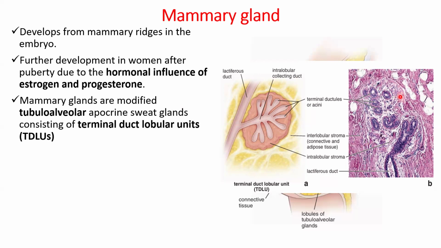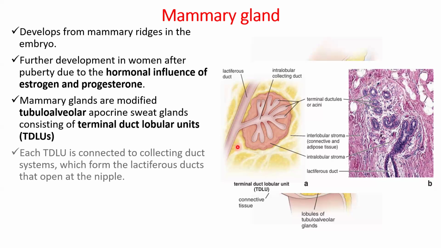Maybe you can appreciate this here. This is a cut cross section. Histologically, what will you be able to see? You'll be able to see the acini, which are lined by simple cuboidal epithelium and surrounded by stromal tissue. And then these ducts open into the lactiferous duct, as you can see here. So that is it regarding the mammary gland in terms of the terminal duct lobular unit.